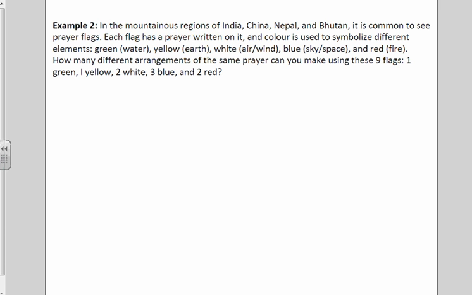How many different arrangements of the same prayer can you make using these 9 flags? 1 green, 1 yellow, 2 white, 3 blue, and 2 red. So we're going to start this off. We have 9 flags. So we're going to start with 9 factorial, right? But there are things that we're eliminating because there are repeats. There are identical objects.